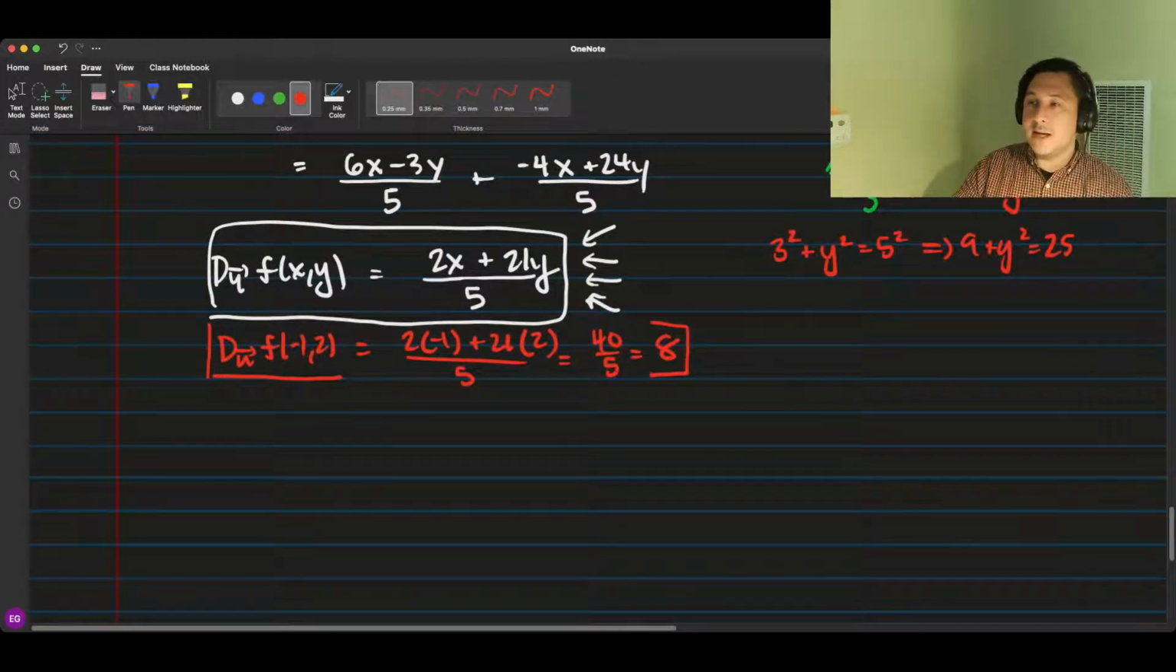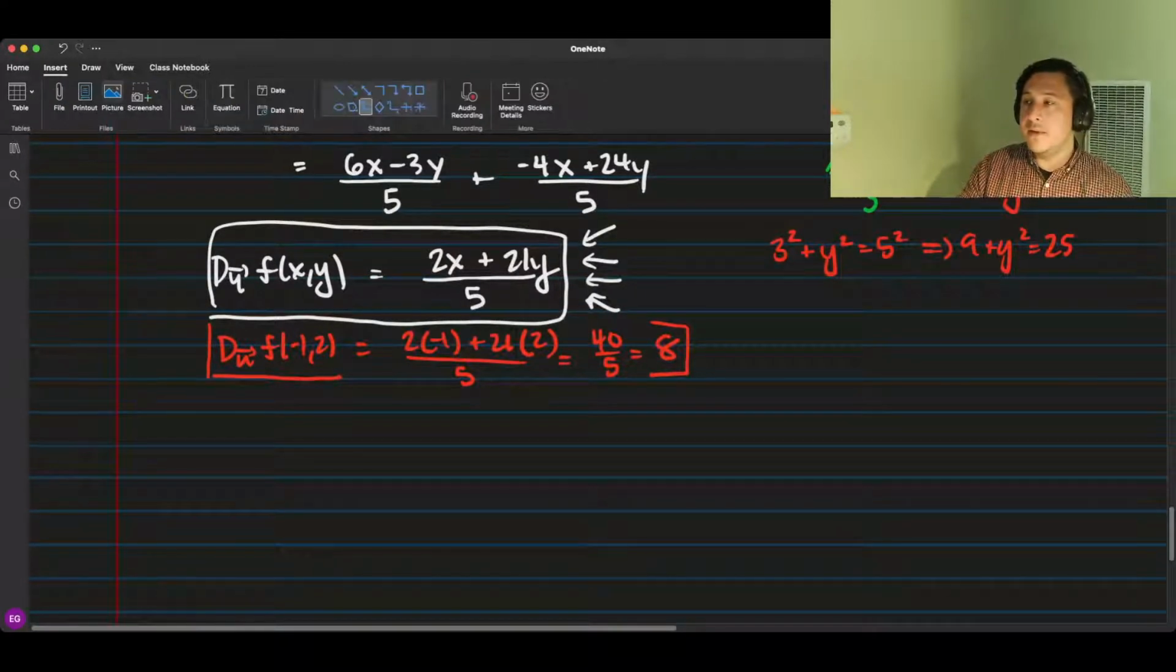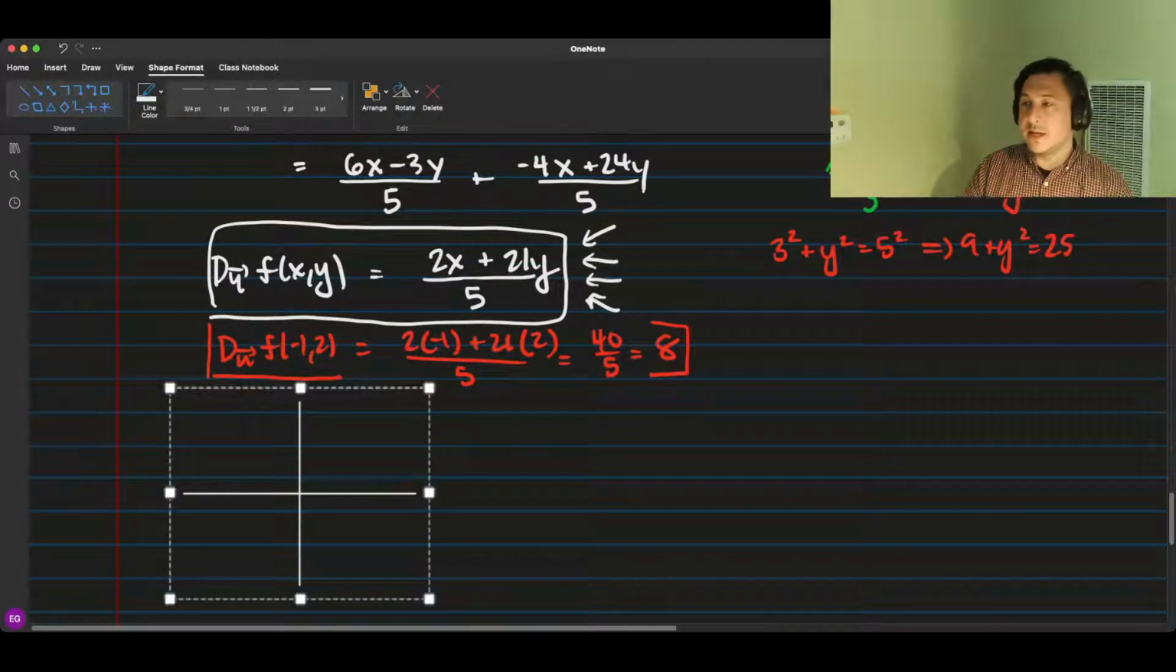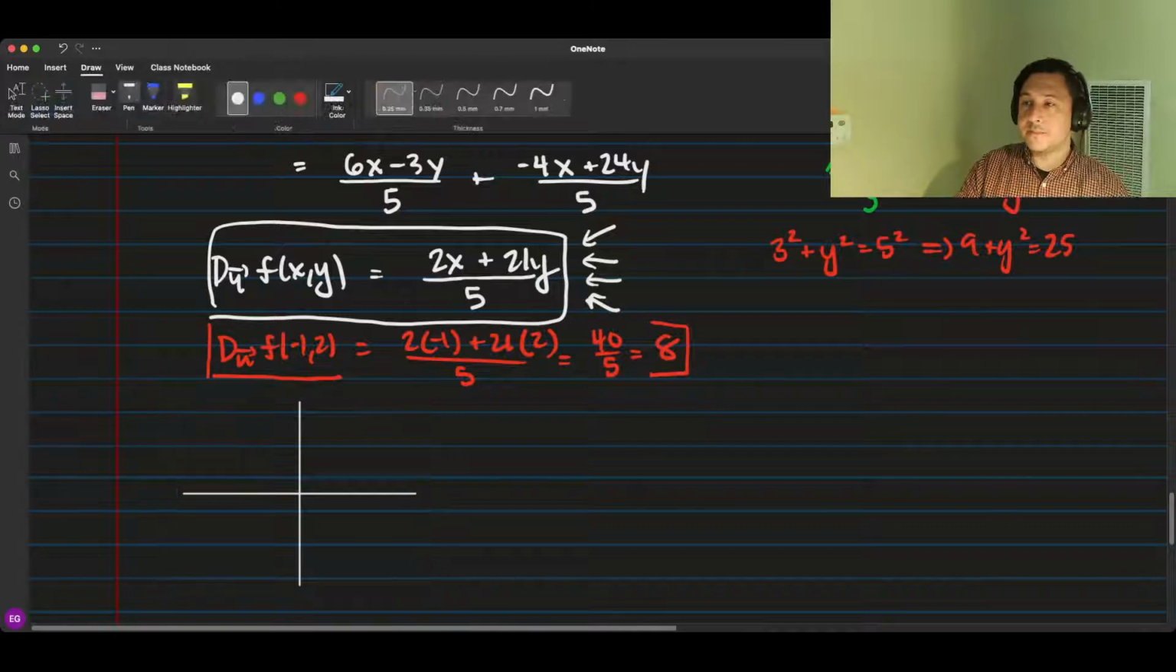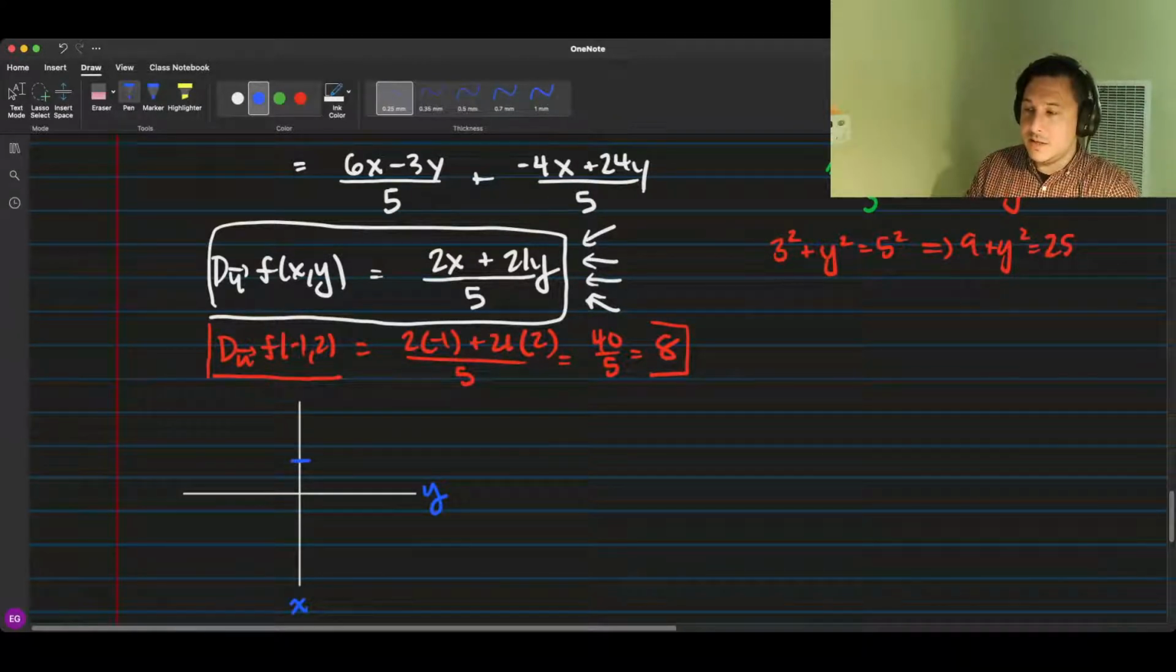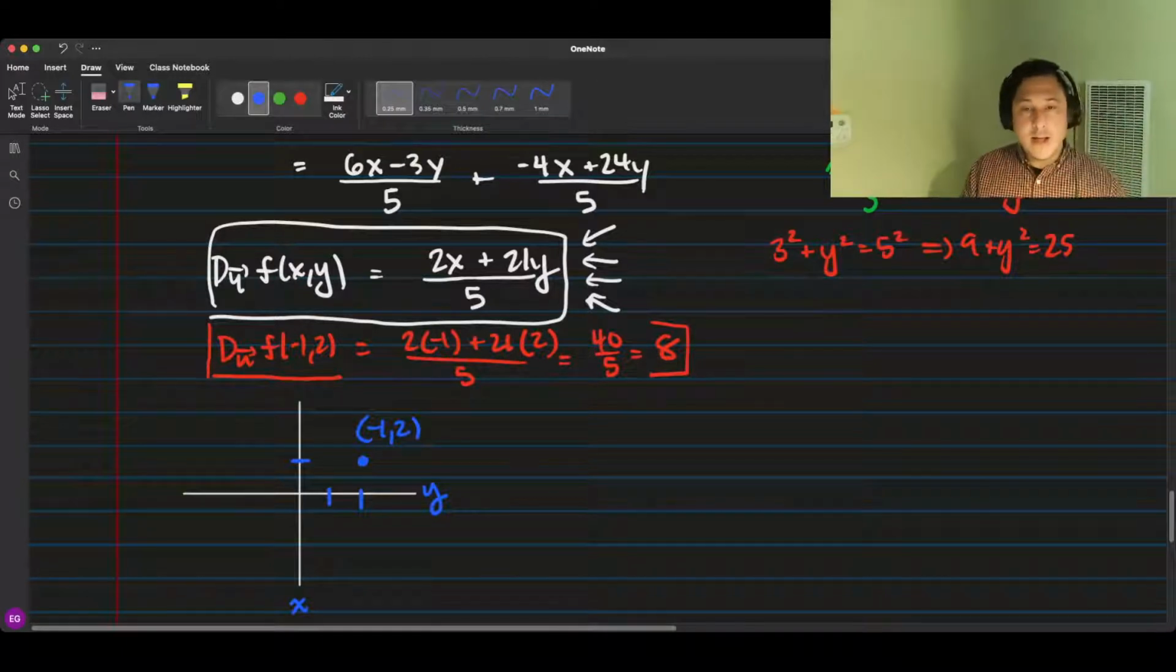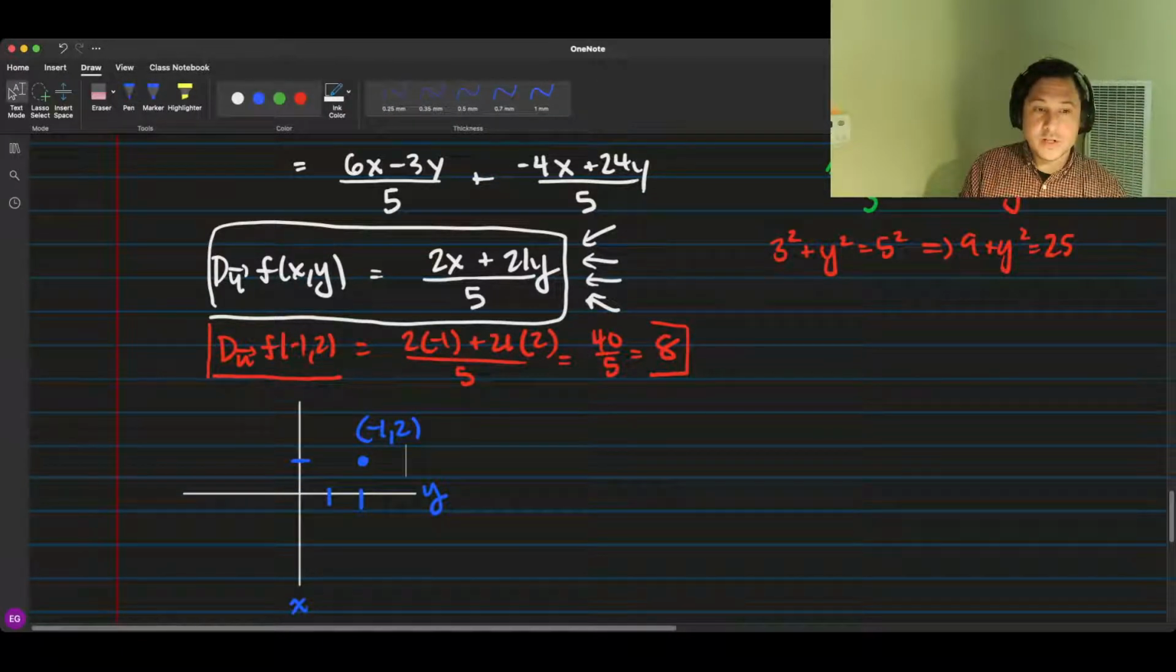So you can imagine that we have our x and y plane. Here's our x and y plane. Here's the x-axis, here's the y-axis. The point that we're dealing with is negative 1, 2. Okay, now, that's my first point.